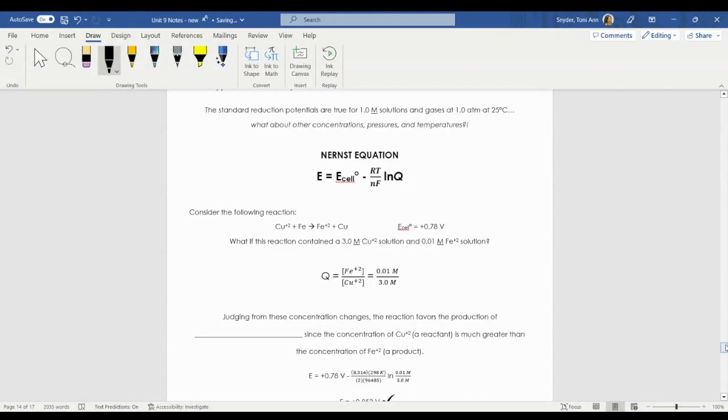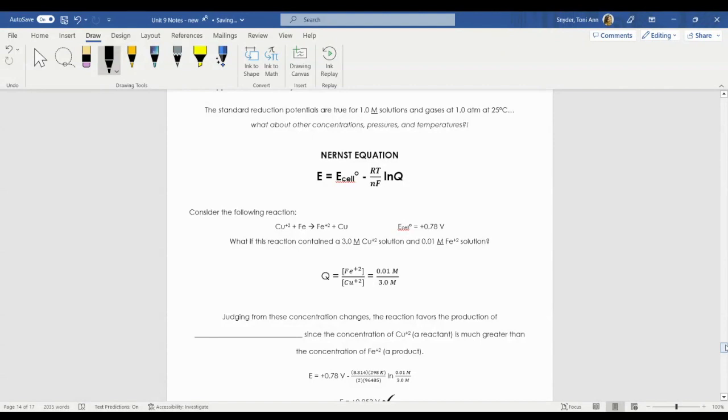So a question that sometimes arises is, what if these solutions are not at those conditions? What if my solution is not a 1 molar solution? And what if I have a gas that's not at 1 atmosphere and is not at 25 degrees Celsius? Well, that's when we get this scary equation, which you don't actually have to use, which is great. You kind of just have to apply it. And I think it makes sense to just think about it.